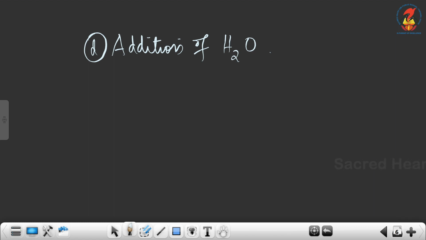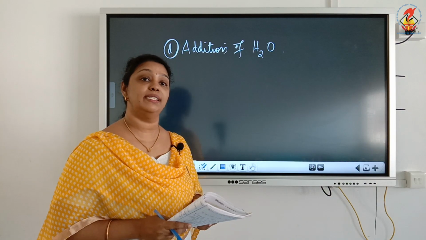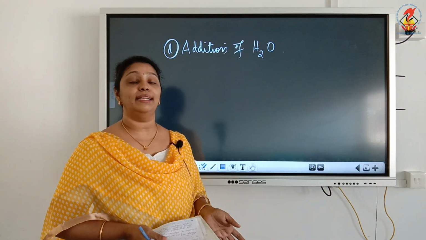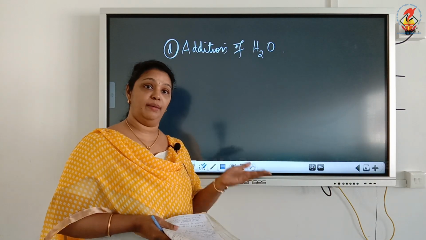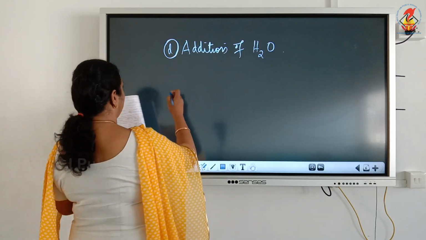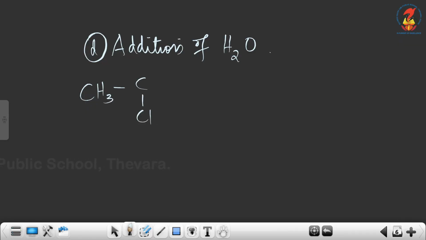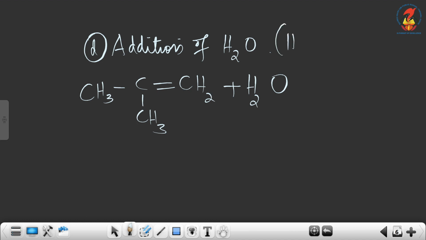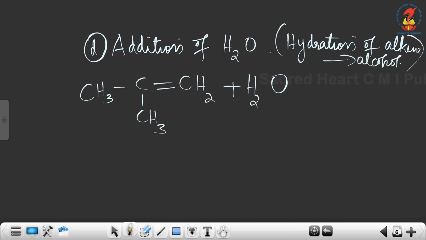Now I'll write an example. Here, if it's an unsymmetrical alkene, addition takes place according to Markovnikov's rule. If it's a symmetrical alkene, then the positive and negative ion can be added to any of the C double bond C. So I'm going to give an example, CH3 C CH3 double bond CH2 plus H2O. This is also called hydration of alkene. Addition of water is also called hydration of alkene. And the product formed is alcohol. Very important. The mechanism you will learn next year.